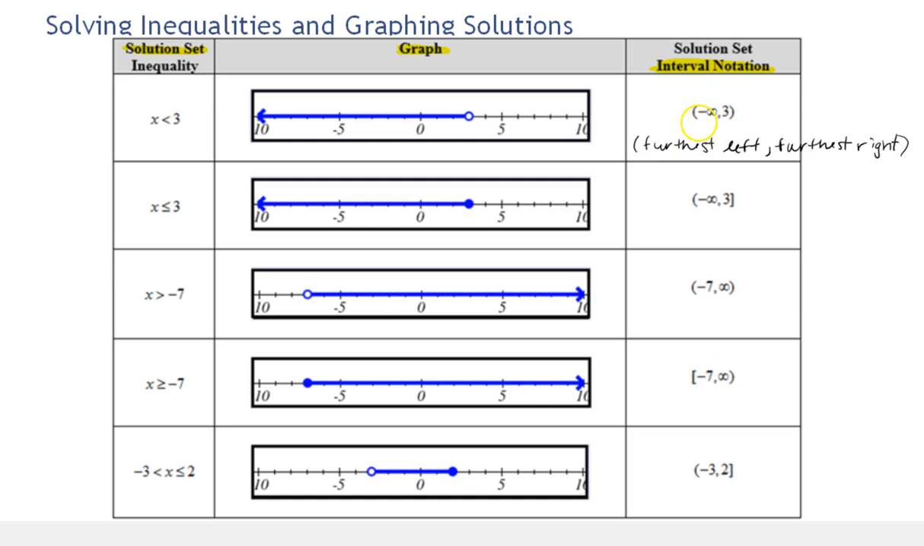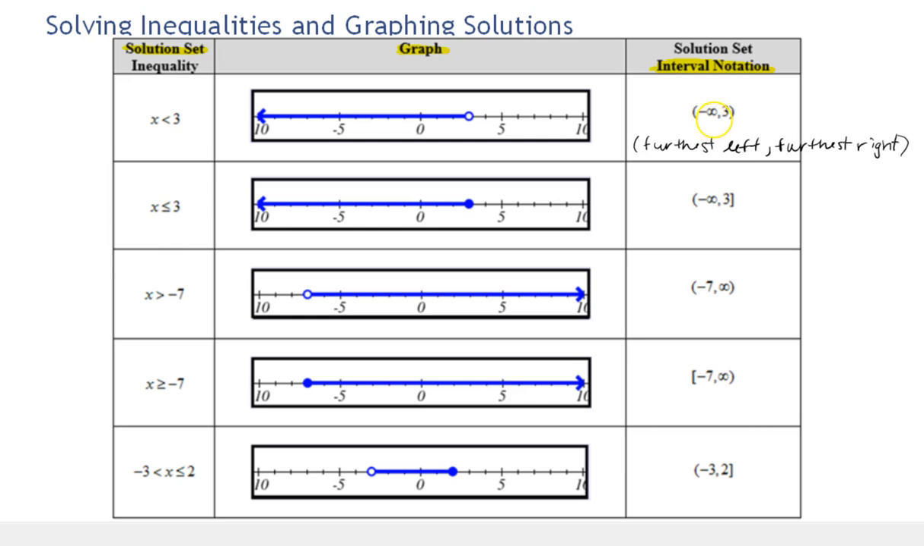First we say, what's the furthest the solution can be to the left in the negative direction? Since there's an arrow, there is no furthest to the left value, so we use negative infinity. The furthest value to the right, the boundary value, is 3. So on the right-hand side, we put 3. Now you need to make a decision about whether you're going to use parentheses or brackets. Comparing these two, the only difference between the first row and the second row is that the second row includes the possibility of it equaling 3.